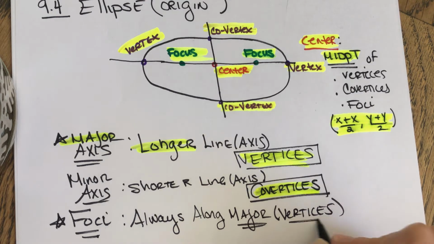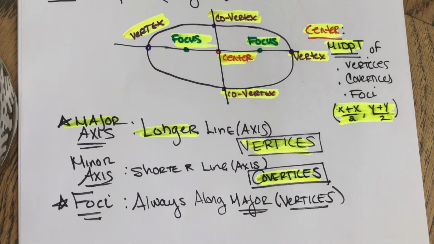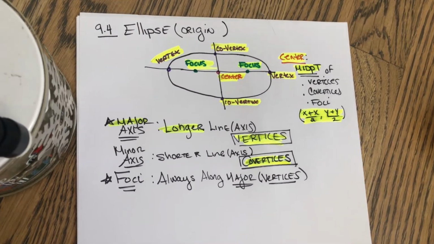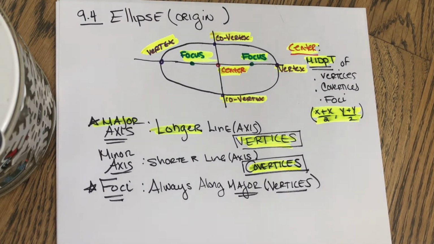Not the co-vertices. And we're going to have to find that. You'll see how it's going to work. All right, and then, oops, zoomed out a little too much. Okay, so here is very, very important. Let's grab another color. Got new markers.